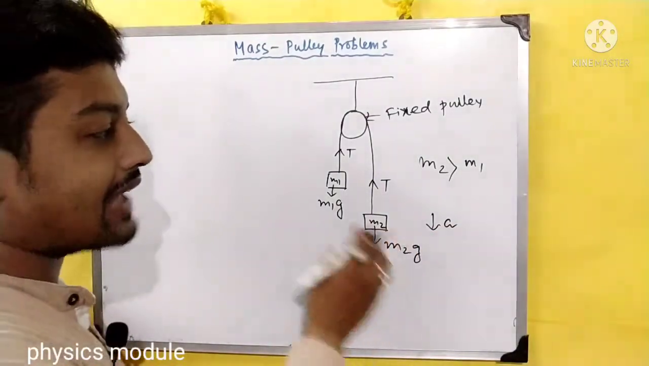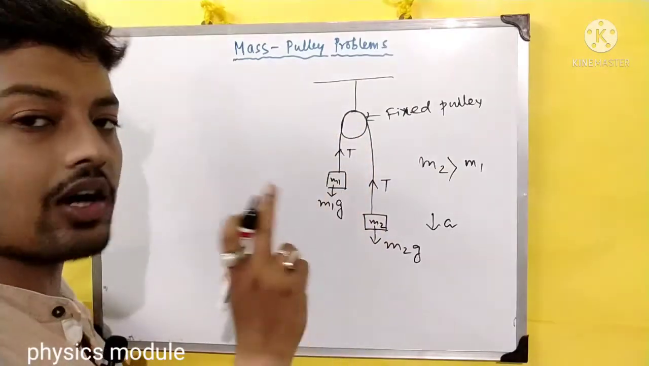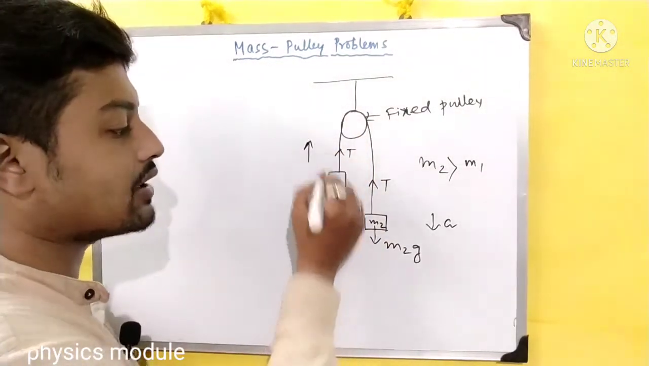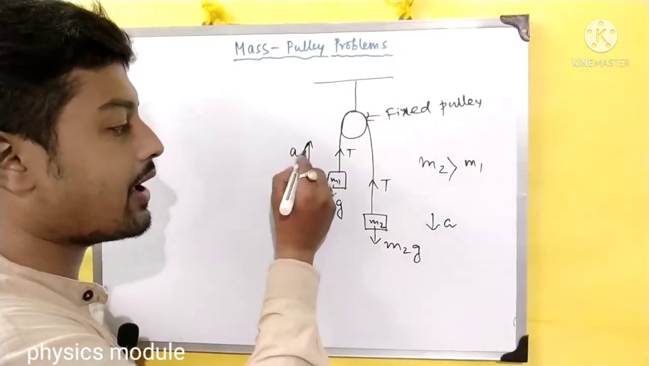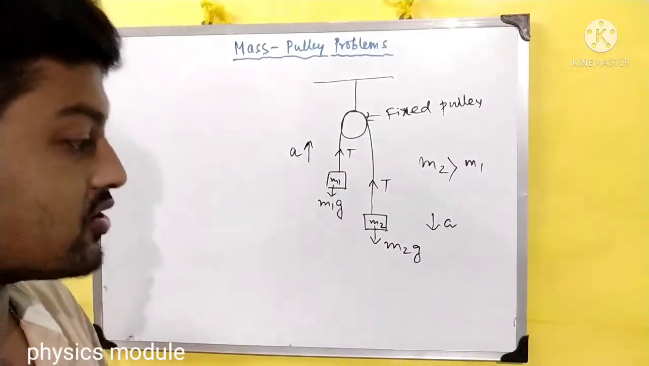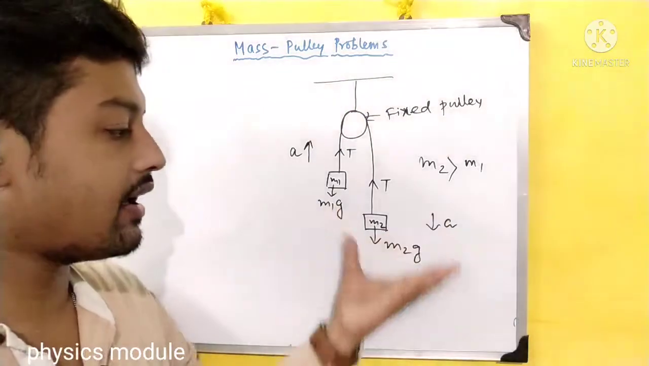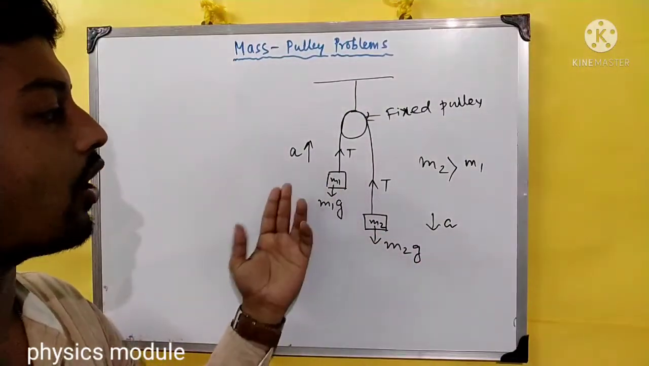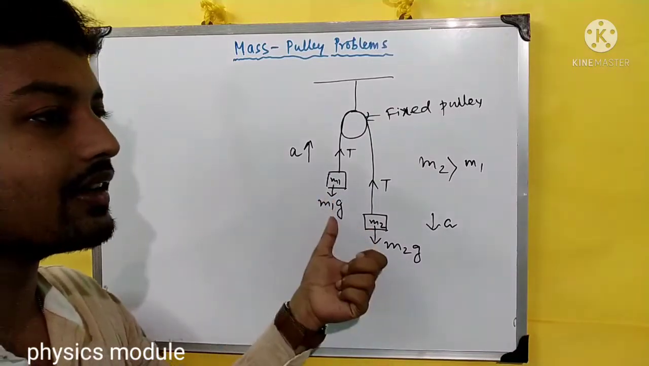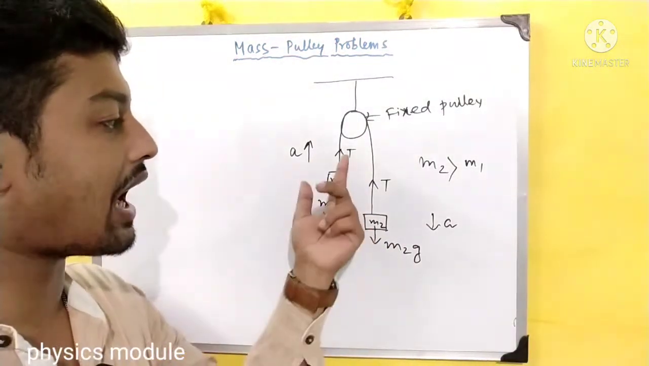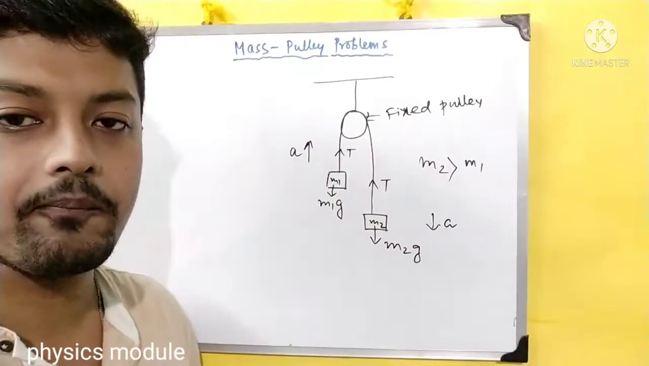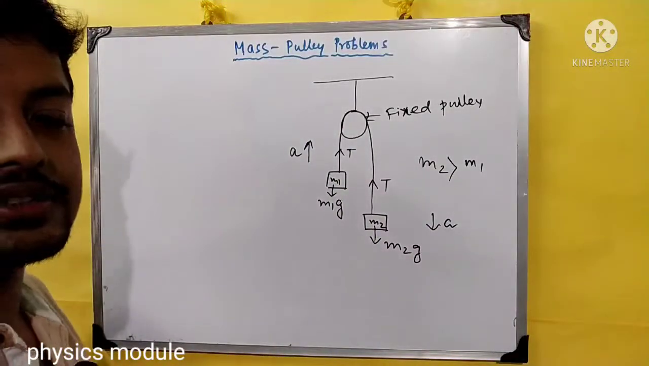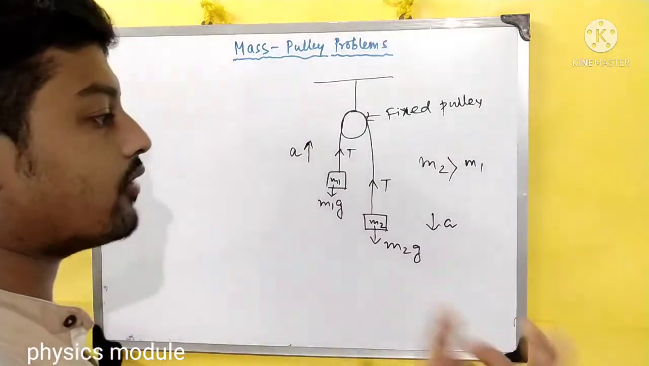and as this entire string is the only one string tied to the pulley, the upward acceleration for this mass will also be a, isn't it? ये जो ज्यादा वेट का मास है ये अगर नीचे आ रहा है a acceleration से, this mass of m1 will also go up with the same acceleration, because these two masses are tied with the same string. Okay, so now you have to construct a particular form of equation.